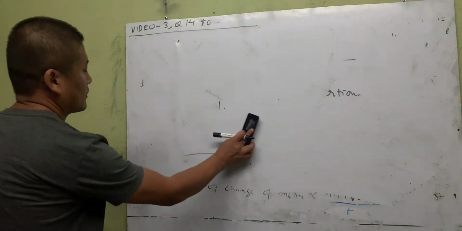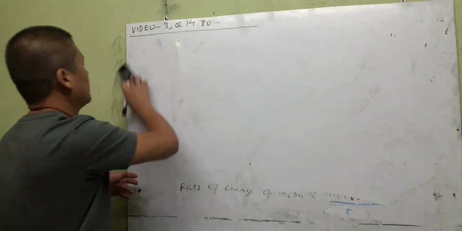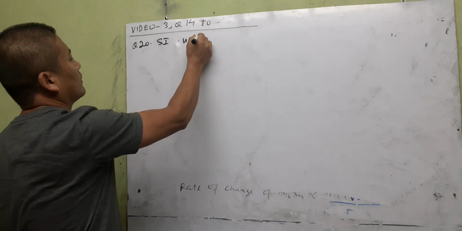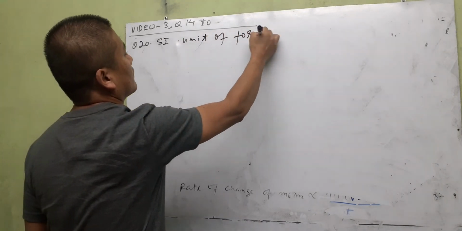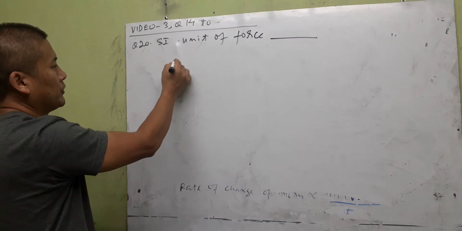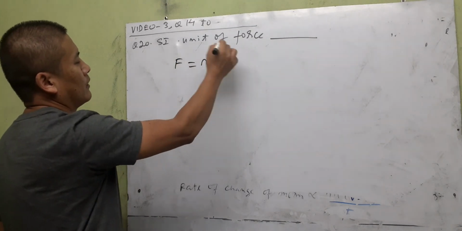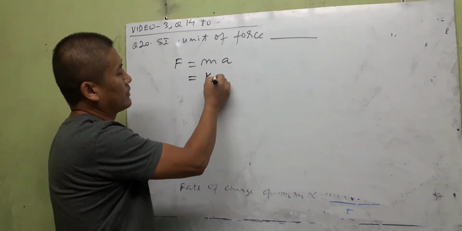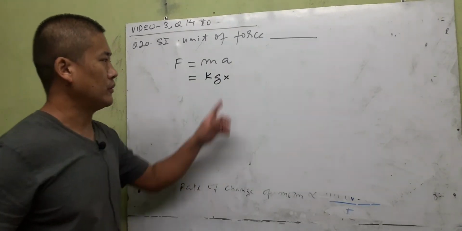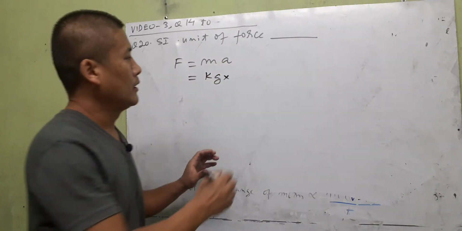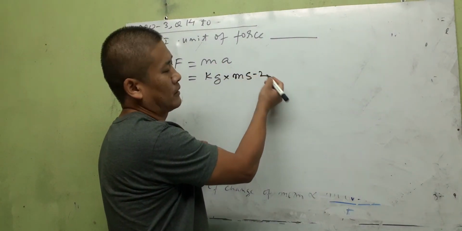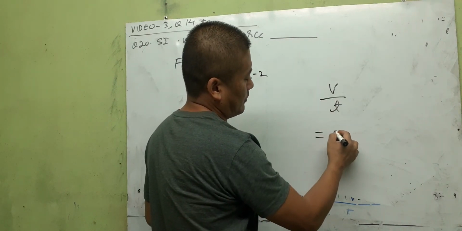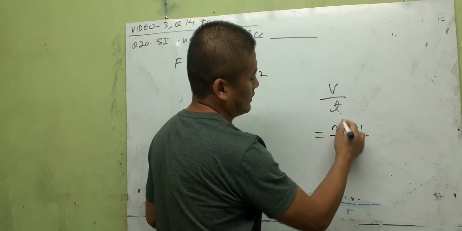SI unit of force. Let's do that. Question number 20, fill in the blanks. Just now we got F equal to ma. The SI unit of mass we know is kg. In the previous chapter we learned the SI unit of acceleration is meter per second square. Acceleration is velocity divided by time, and velocity is meter per second, time is second.